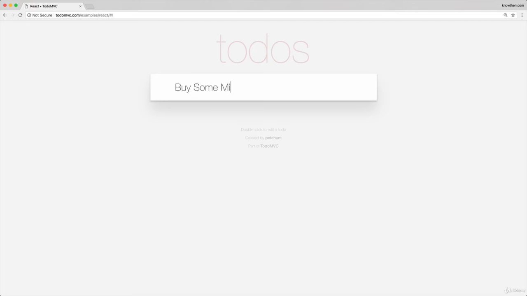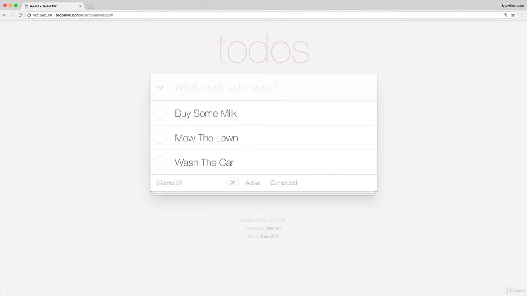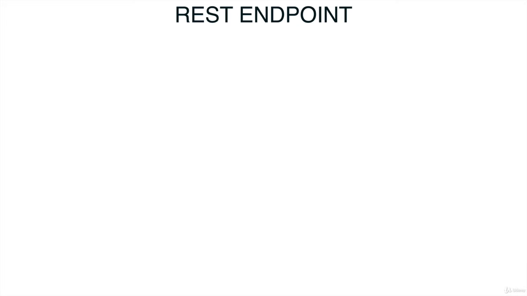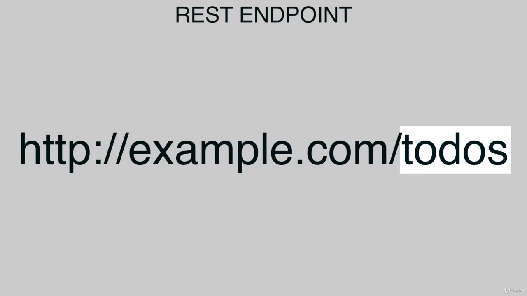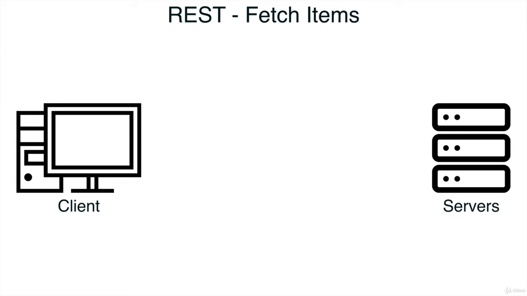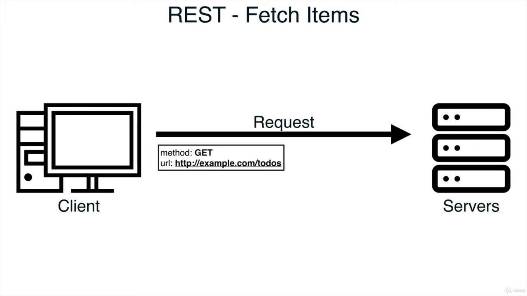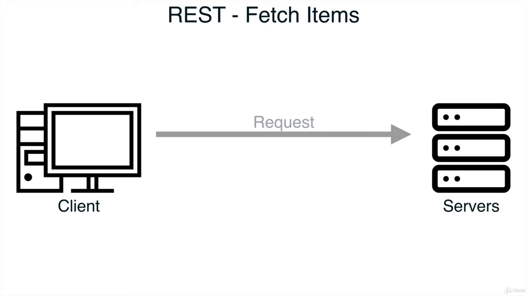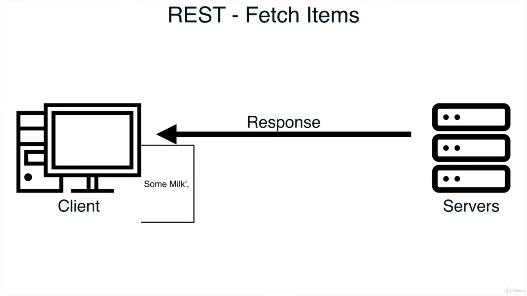Imagine we're working on a to-do list app like this, and we need to get a list of to-do items from the server to display in the app. The way this could be solved with REST is you might have an HTTP endpoint for the to-dos that looks something like this. The key part of this URL is that it's pointing to a specific resource type, a to-dos resource. Now, if you needed to fetch a list of to-do items, you'd perform a specific type of HTTP request called a GET request to this to-dos resource endpoint. Then the server would respond with the to-do items, which would get used in the app as needed.